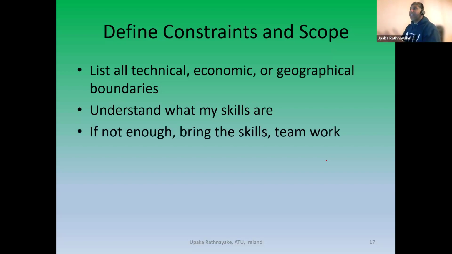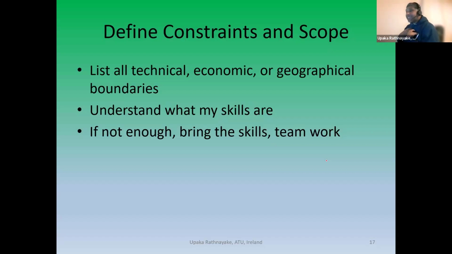Then, if that's not enough, if I can't do it by myself, bring in the skills, get a team to work on the problem. This is why I said I'm not going to talk about research formulation for a particular degree program or postgraduate program, because when you are doing your research work for a postgraduate program, you are on your own. Unfortunately, you are on your own. You can get some information from others, but you have to do it by yourself. So that's why we are talking about the teamwork aspect in this particular discussion.